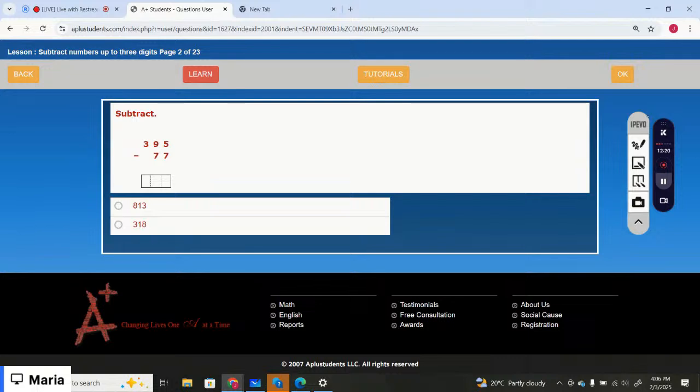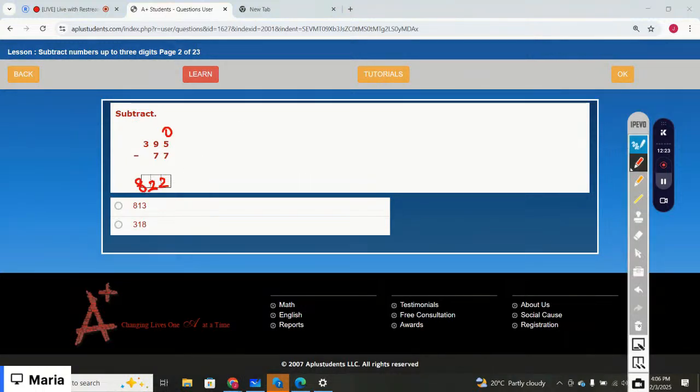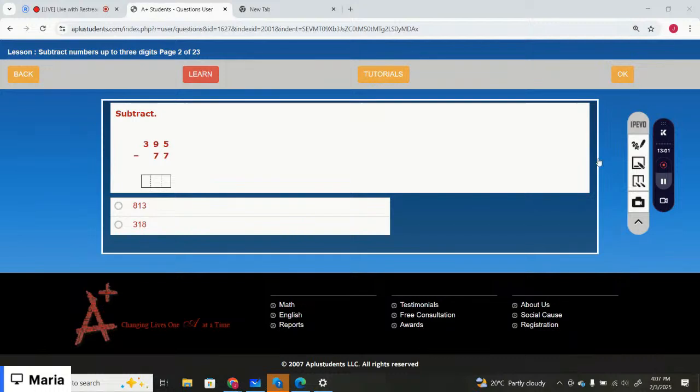395 minus 77. 5 take away 7. You cannot subtract a smaller number out of the greater one. So you need to borrow ones from the tens digit, that makes it 15. And here you are left with 8. 15 take away 7 is 8. 8 take away 7 is 1. And then you have to bring 3 down. That makes 318. Option number 2 is the correct option, that is 318.